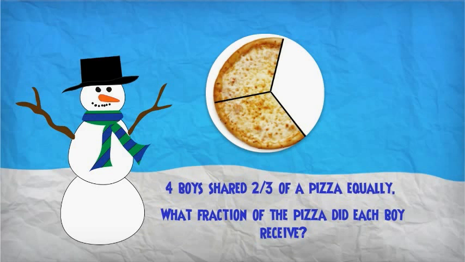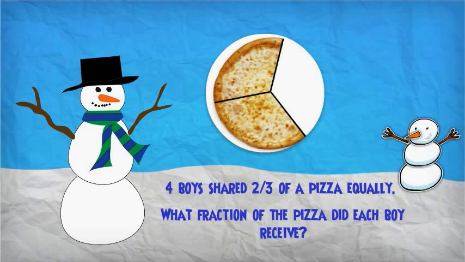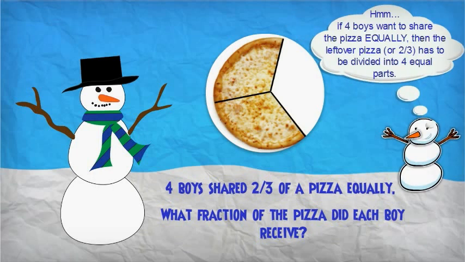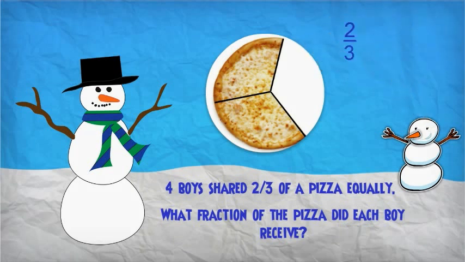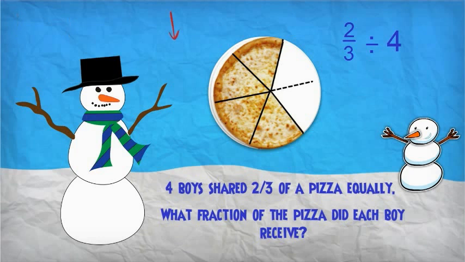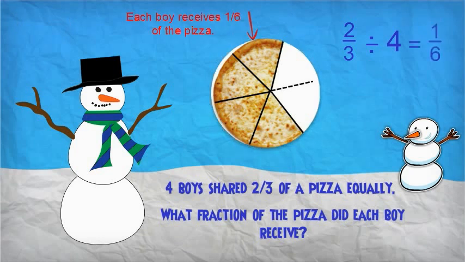If 4 boys share this pizza equally, how many equal parts do I have to divide the remaining pizza into? Think. If we want 4 boys to share the pizza equally, then the remaining pizza, or 2/3, has to be divided into 4 equal parts. We have 2/3 of a pizza, and it is being divided into 4 parts. One part is now 1/6 of the pizza, so each boy receives 1/6 of the pizza.